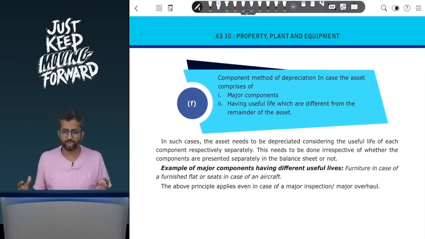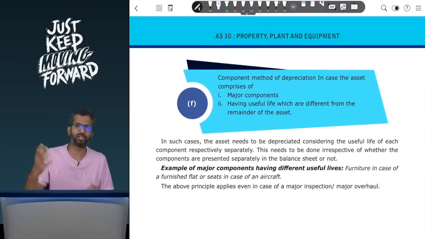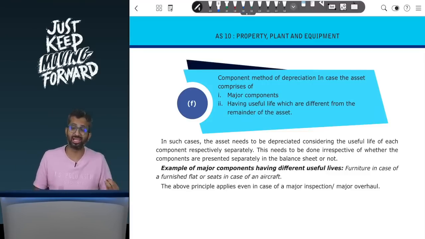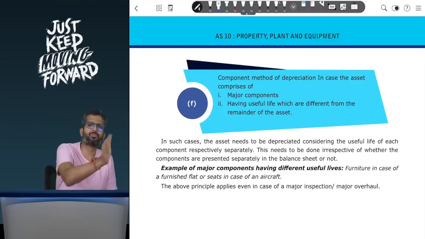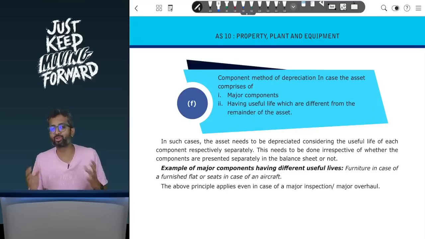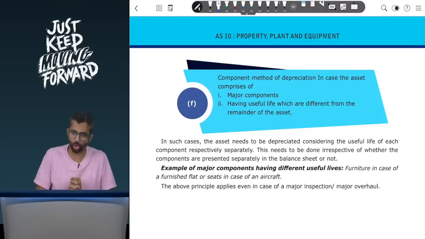If your asset has major components, like you buy a furnished flat by paying 330 rupees, your asset has major components, the flat as well as the furniture. 30 rupees for example is the furniture, 300 rupees is the flat. Then you will depreciate based on the life of the component. Furniture has only a 10-year life, flat has a 50-year life. So your depreciation will be based on the component method, based on the life of the components.